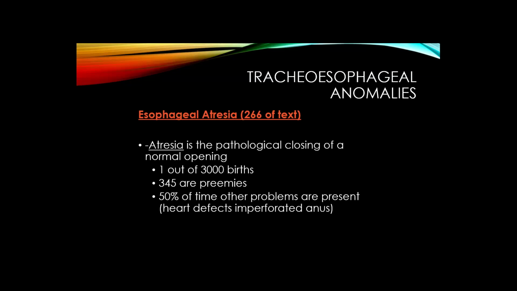345 are preemies, and 50% of the time, other problems are present, either heart defects or imperforate anus, which means there's no opening at the anus to the outside. So esophageal atresia is an indication that there might be other formative defects or anomalies going on. So I'm gonna pull up a video on esophageal atresia so you can see what it looks like.